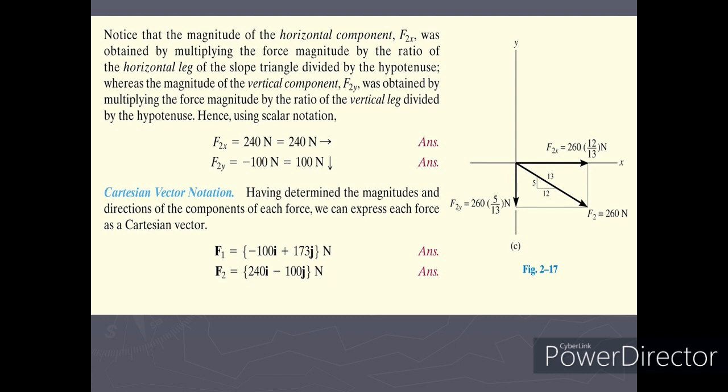Do you understand? If we want to find the magnitude of the resultant force, which is FR, the magnitude will be the square root of 140 squared plus 73 squared.